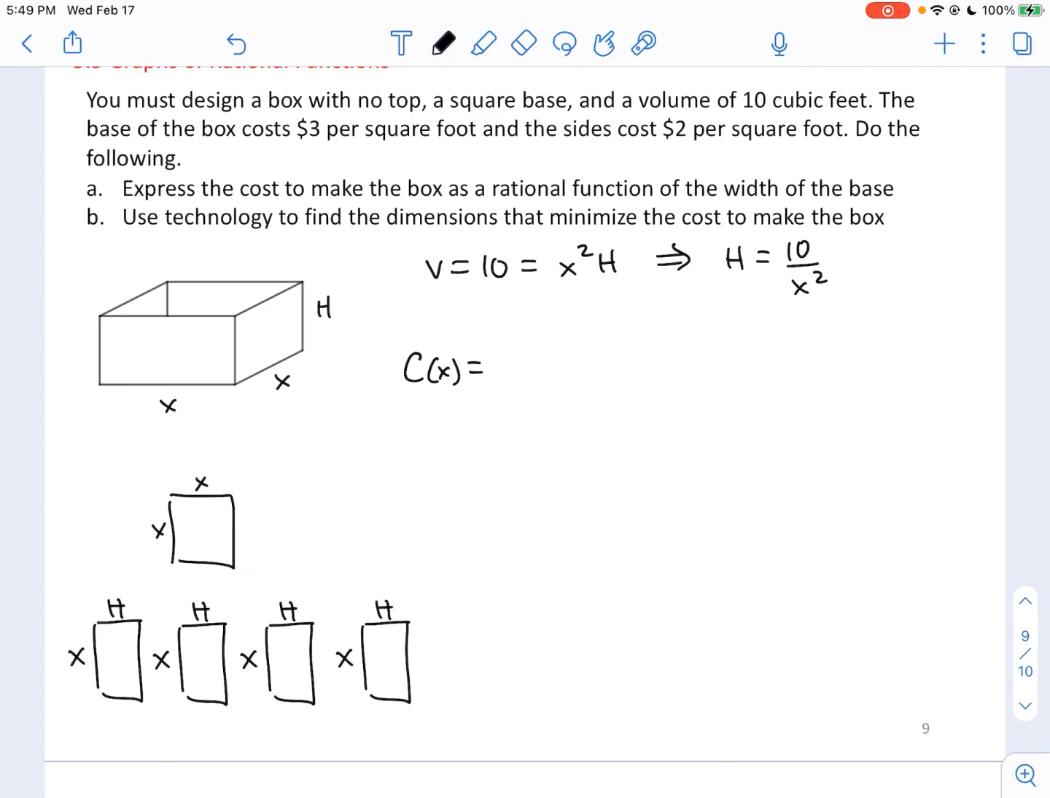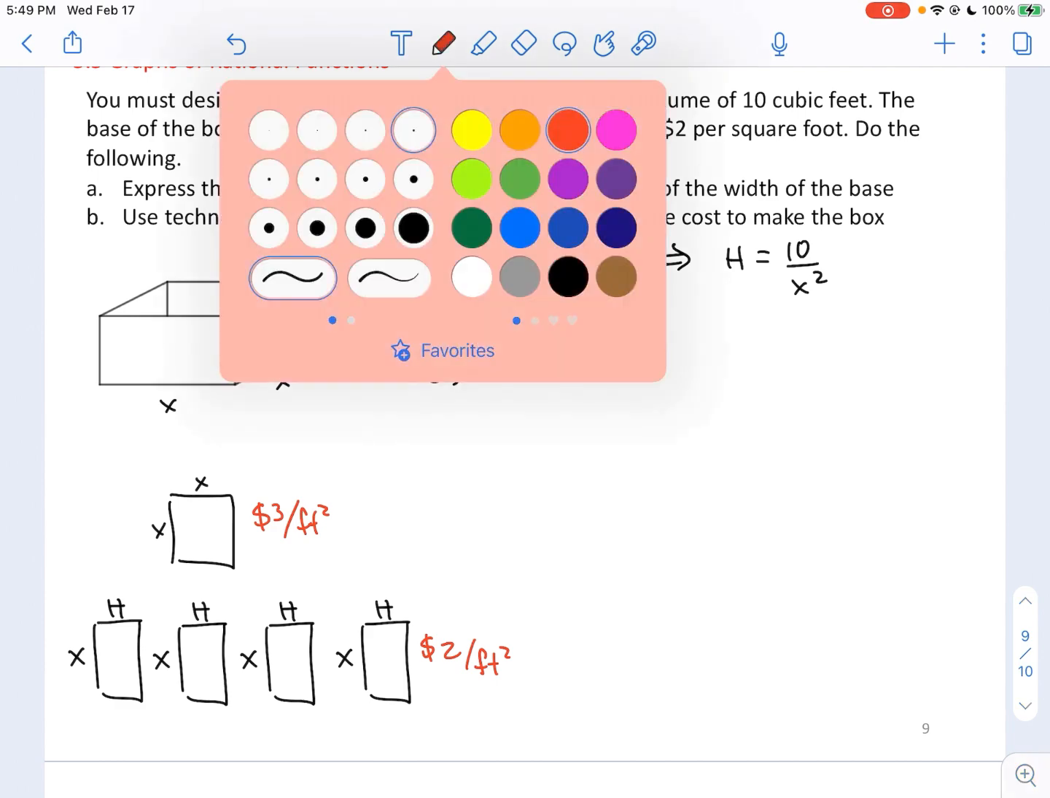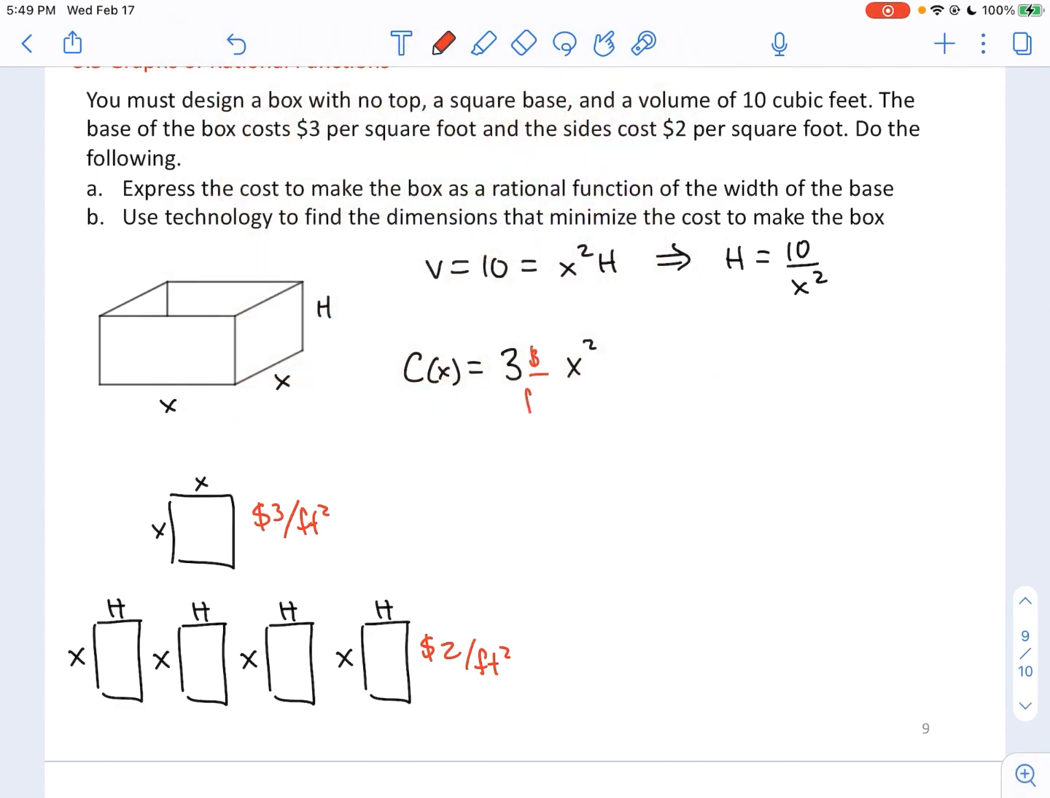And the cost is $3 per square foot for the base, and these ones are all $2 per square foot. So we just got to figure out the area of the base and multiply it by $3 per square foot to get how much it costs. So the area of the base is x by x, and multiply that by 3. If I were to put units on this, it would be $3 per square foot, and x squared would be measured in square feet. So you can see that 3 times x squared gives us dollars.